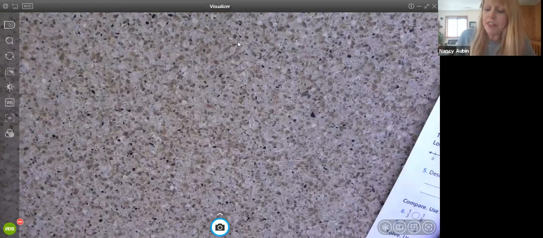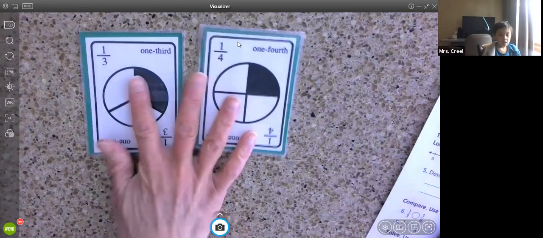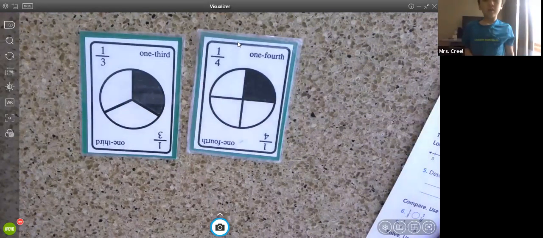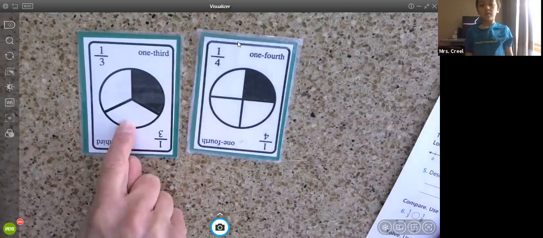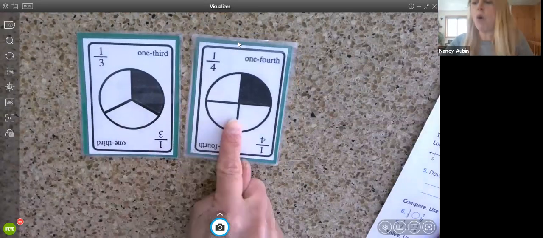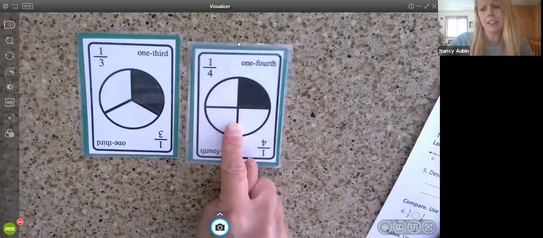Let's look at 1/3 and 1/4. Stand up if you think 1/3 is greater than 1/4. If you think 1/3 is greater, stand up. Stand up if you think 1/4 is greater. Like, no, 4 is more than 3, so I'd rather have 1/4 of that cookie.